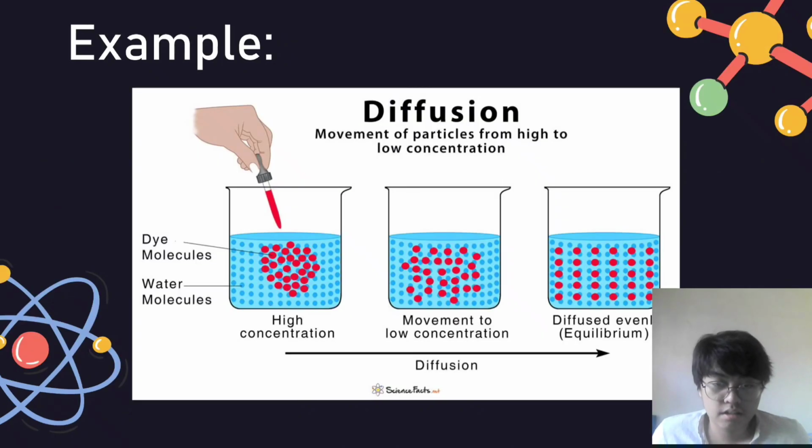As an example, consider the following. As we can see, a dye molecule has been inserted in a water molecule. These dye molecules have a high concentration initially, but as time passes, these molecules begin to spread out and go to low concentration areas of the jar, finally being evenly distributed in the jar, or reaching equilibrium.